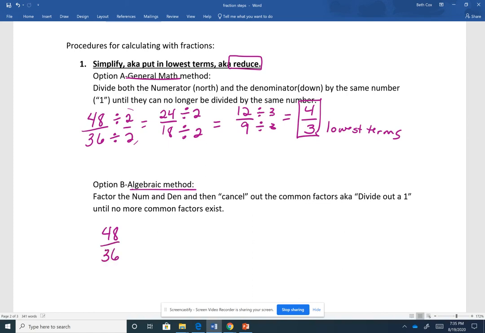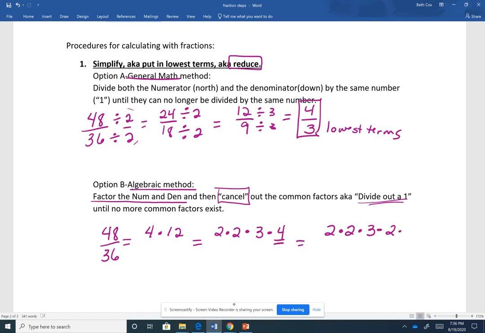It's kind of fun. It starts out with factoring the numerator and denominator, and then canceling the common factors, also known as dividing out a 1. So this is another way of doing it. Say you know that 4 times 12 is 48. So I make that 4 times 12. Well, I can keep factoring. 4 is 2 times 2. 12 is 3 times 4. I could keep going because the 4 is 2 times 2. That's called prime factoring. You may remember that.